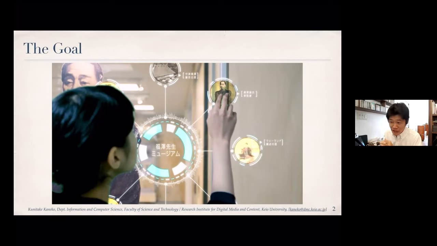for exploring information. The context of the video is a museum. However, I believe it can be used for any kind of information.